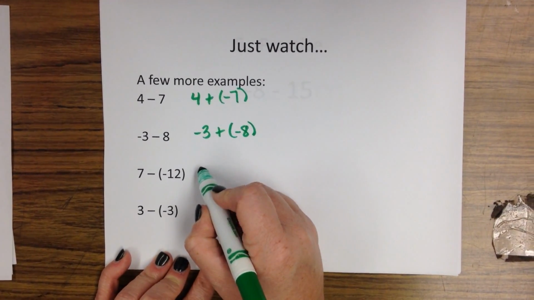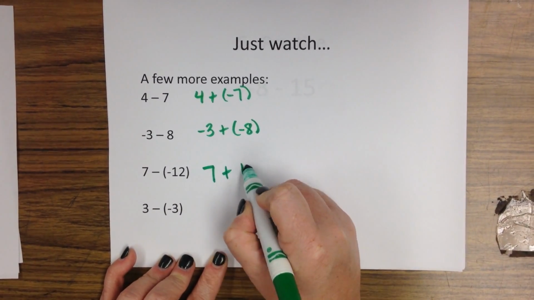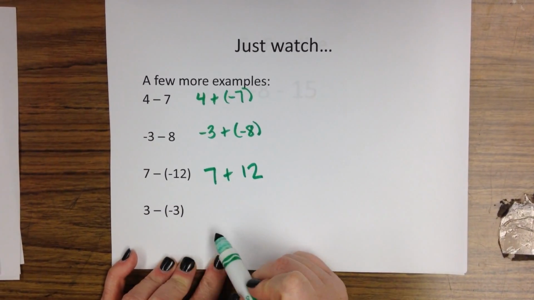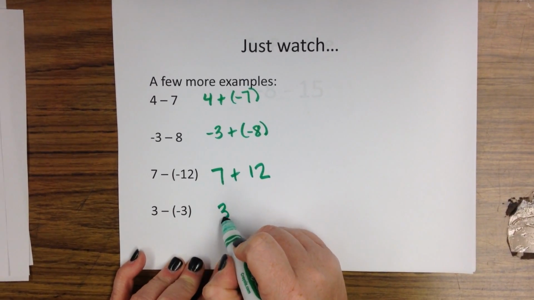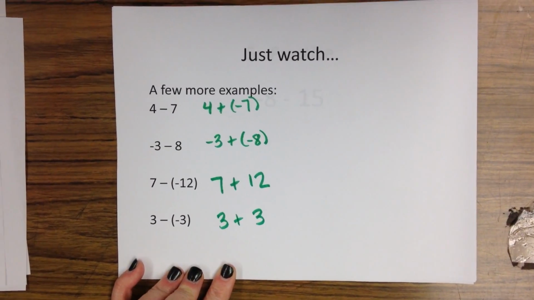This one, we would change 7 minus -12 to 7 plus +12. My 3 minus -3 will become 3 plus +3. That's pretty easy, right?